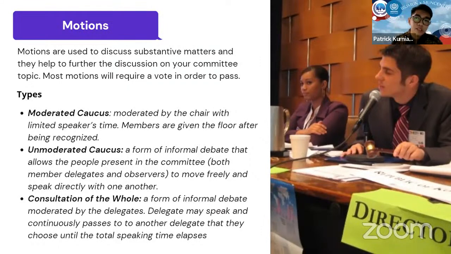This is the type of motions. The first one is moderated caucus. As you can see, moderated caucus is moderated by the chair with limited speakers time. Members are given the floor after being recognized. So yeah, even if it is still considered an informal debate, in moderated caucus, the chair still moderates the council, and you can only speak when it's your turn and when you are being recognized by the chair.